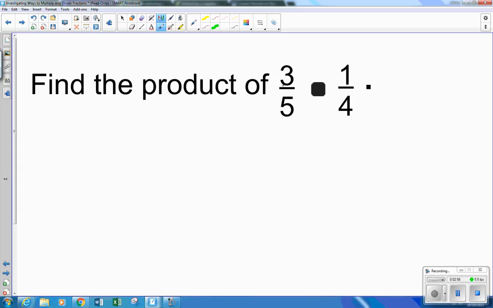All right, let's look at a couple more. Let's look at this one. 3/5 times 1/4. Is there a number that goes into 3 and 4, or 1 and 5, or straight up and down? No, there's not. So I can go ahead and start multiplying across. 3 times 1 is 3, and 5 times 4 is 20. Because I tried to simplify ahead of time, I know there is no way to simplify the final answer.